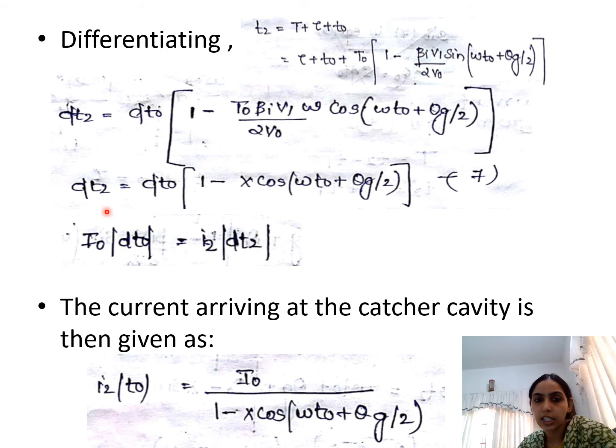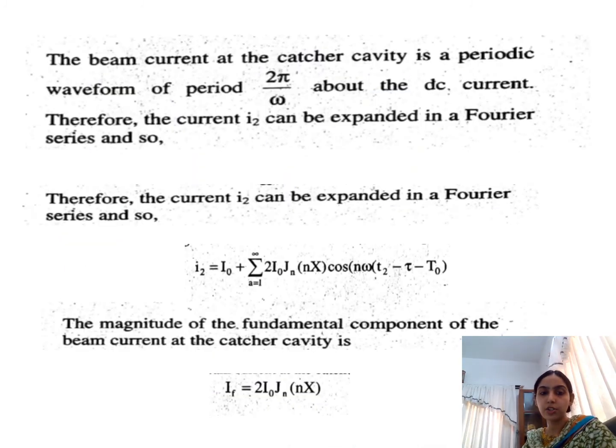So we are rewriting this expression, and we have already seen from the conservation of charges that I0 into dt0 is equal to I2 into dt2. From this you can write the current arriving at the catcher cavity in terms of the arrival time T0 at the Buncher cavity. So the current arriving at the catcher cavity you can rewrite as shown below. Now we have written the expression for the current arriving at the catcher cavity. We can see that the current at the catcher cavity is a periodic waveform of period again 2 pi by omega about the DC current.